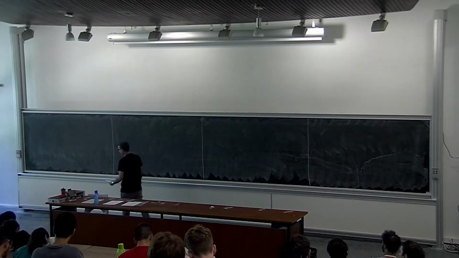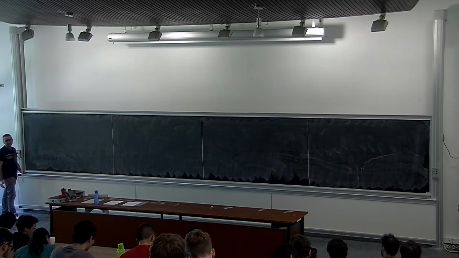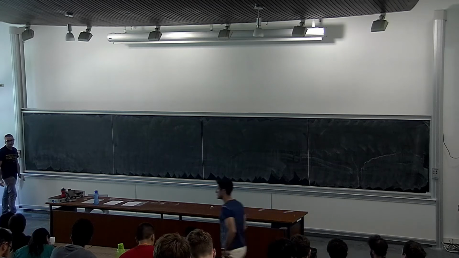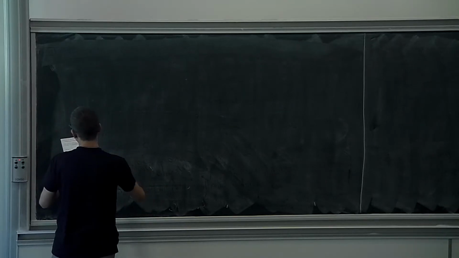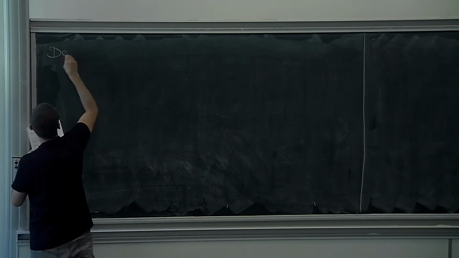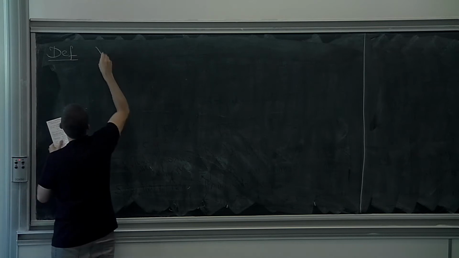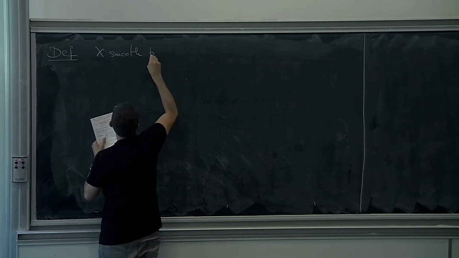So today I want to talk about some important results that will be the preparation for the proof of the Cone theorem and of the extremal contraction theorem. The first one is the so-called rationality lemma. So definition: X smooth projective surface over C.